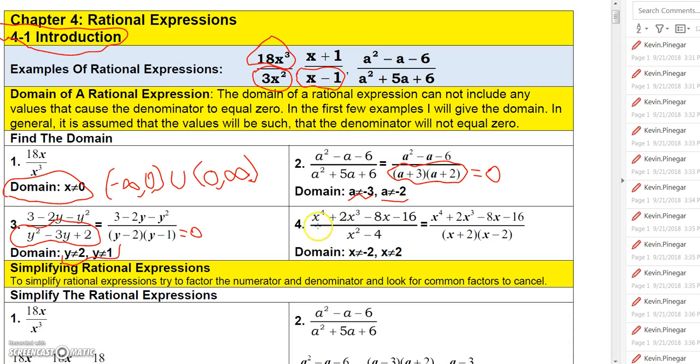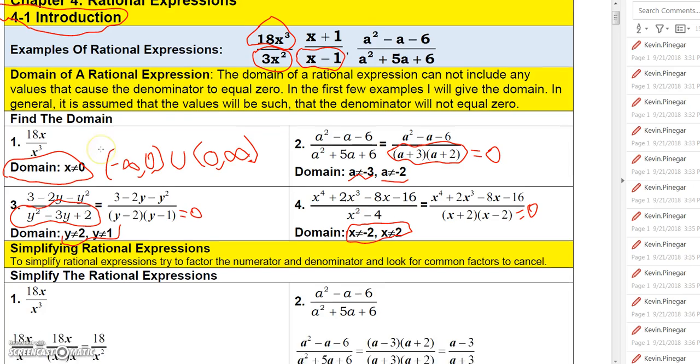And then on this last one, the denominator is x squared minus 4. If you factor that, it will factor into x plus 2 and x minus 2. And if you figure out what makes this equal to 0, then you'll see that x would equal negative 2 or positive 2. So that's what we cannot allow to happen, because if x is negative 2 or positive 2, then this expression would have 0 in the denominator. And of course that's what we're trying to avoid.